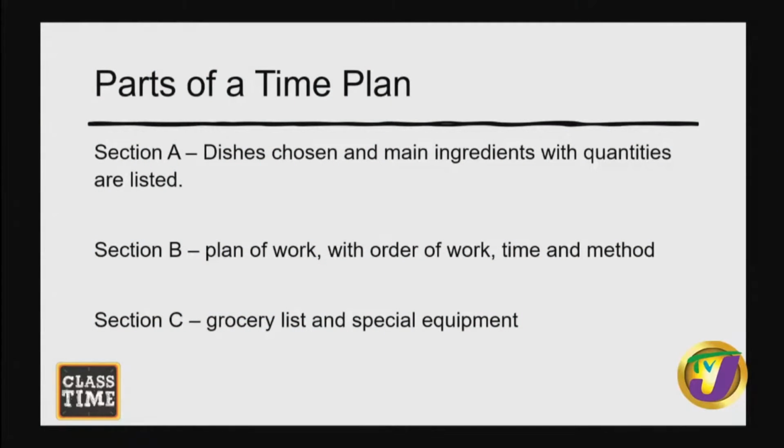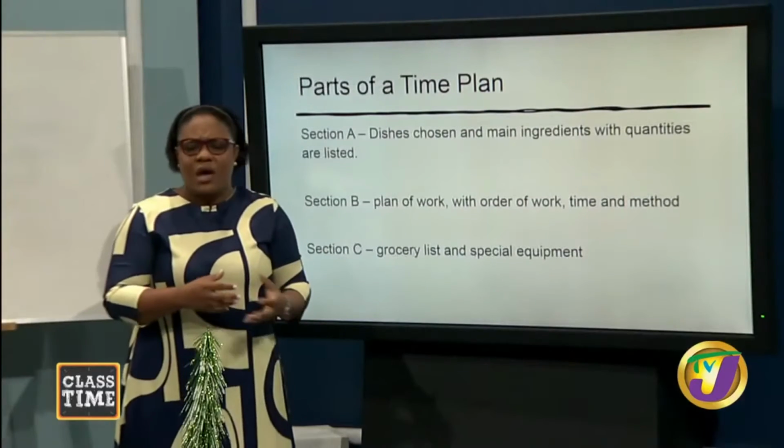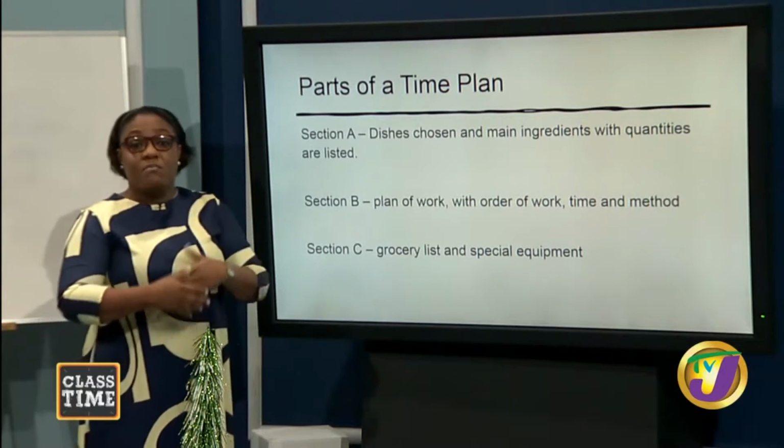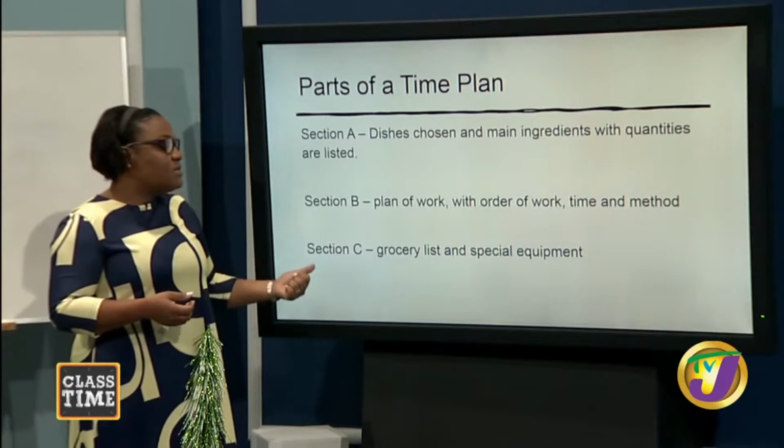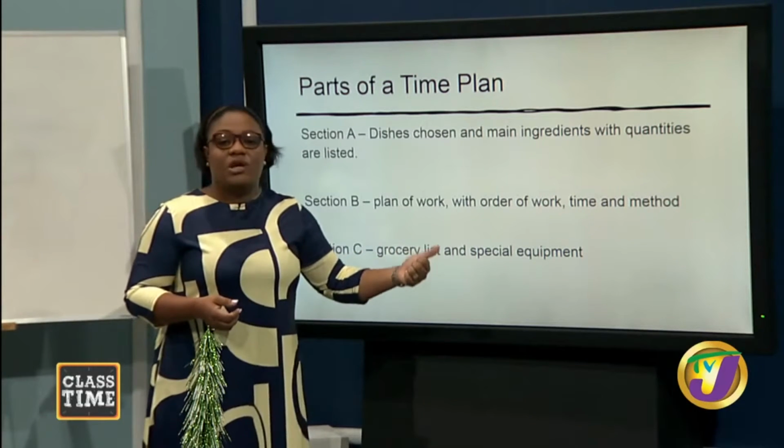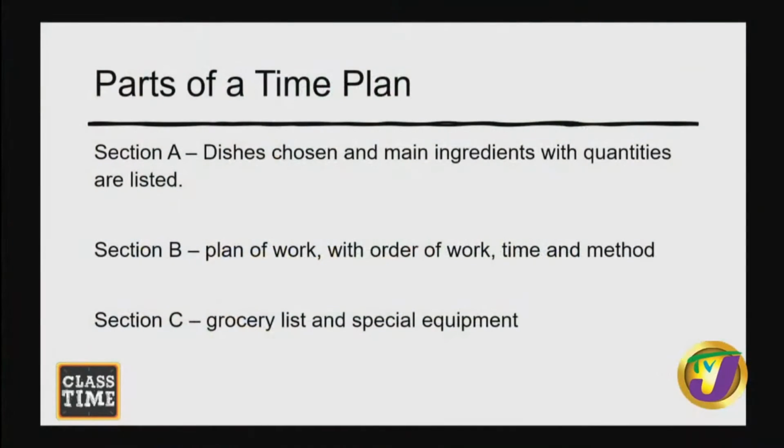Section B shows your plan of work. How is it you're going to allot this 2.5 hours? How is it that you're going to actually do this task that is given to you? How is it that you're going to prepare and execute this dish? What methods of cooking are you going to employ? And Section C is your grocery and special list, your special equipment.